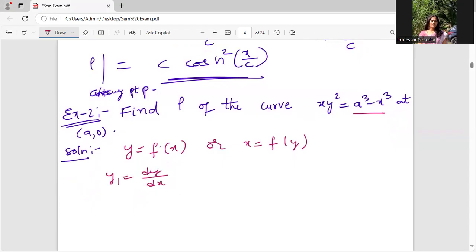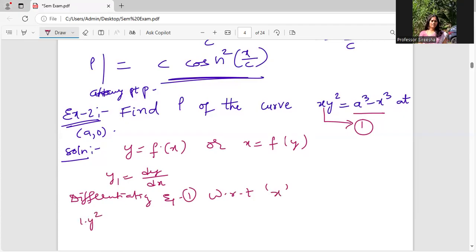For this, I will assume that this curve equation is equation 1, and differentiate equation 1 with respect to x. I should use the UV rule because both x and y are present. What is the UV rule? U prime v plus u v prime. First, I differentiate u, keeping v as a constant, then differentiate v, keeping u as a constant.